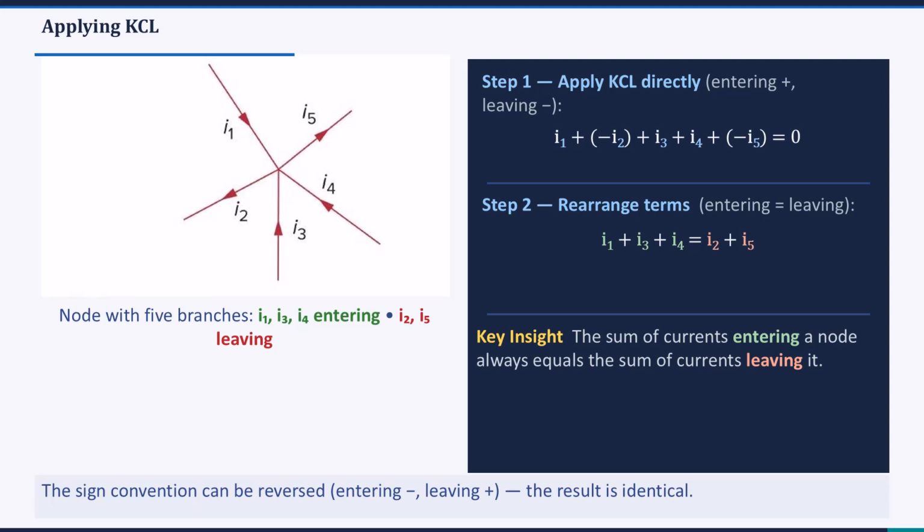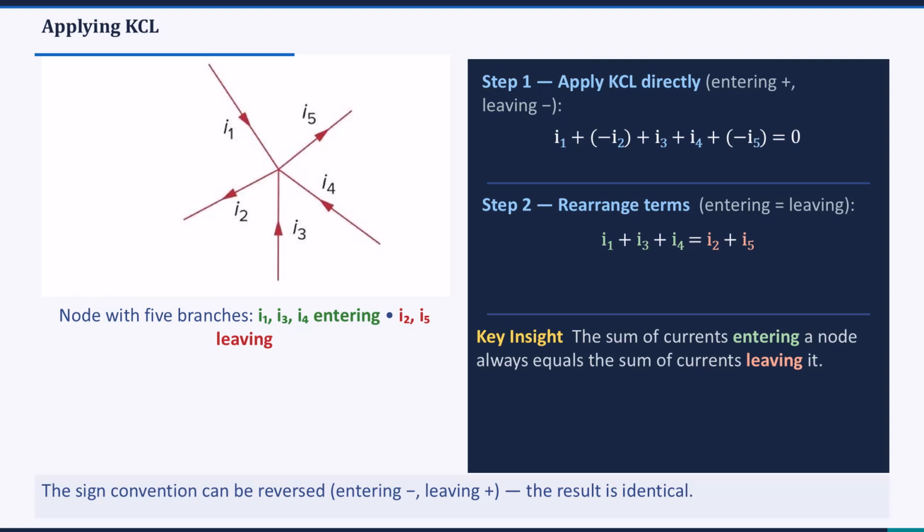Currents I1, I3, and I4 are entering the node, while currents I2 and I5 are leaving the node. Step 1. Apply KCL directly, using entering as positive, leaving as negative. I1 plus minus of I2 plus I3 plus I4 plus minus of I5 equals 0. Step 2. Rearrange. Move leaving currents to the right side. I1 plus I3 plus I4 equals I2 plus I5.